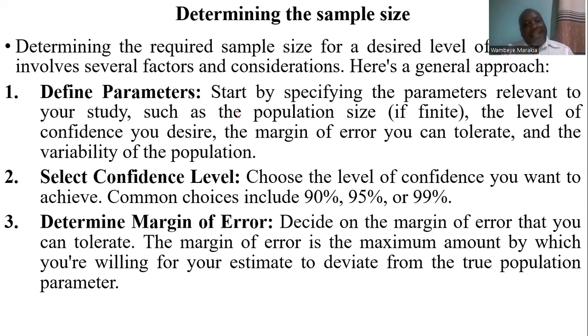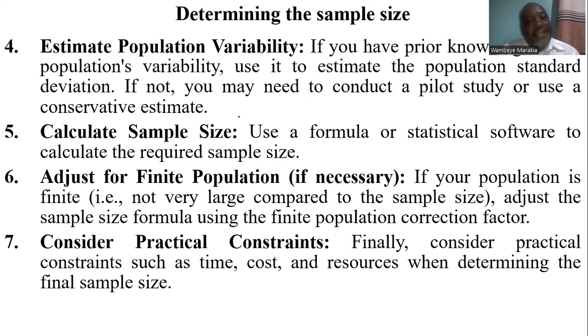Third, determine the margin of error. Decide on the margin of error that you can tolerate. The margin of error is the maximum amount by which you are willing for your estimate to deviate from the true population parameter. Number 4, estimate the population variability. If you have prior knowledge of the population variability, use it to estimate the population standard deviation. If not, you may need to conduct a pilot study or use a conservative estimate.